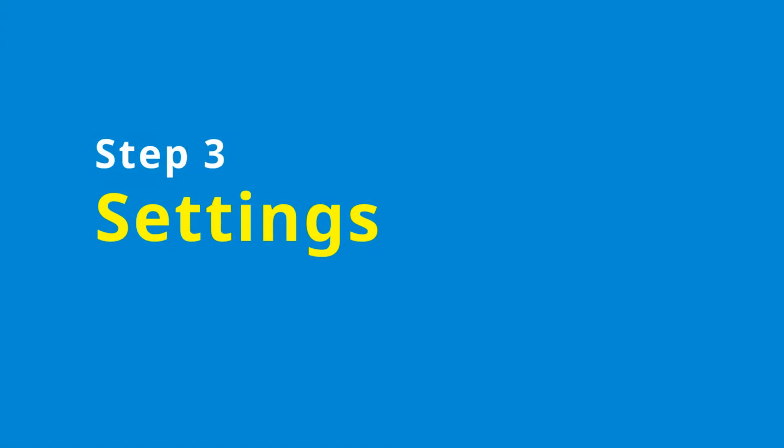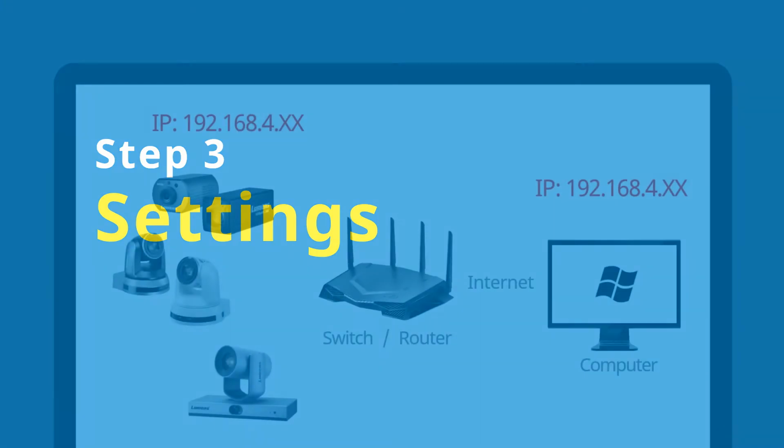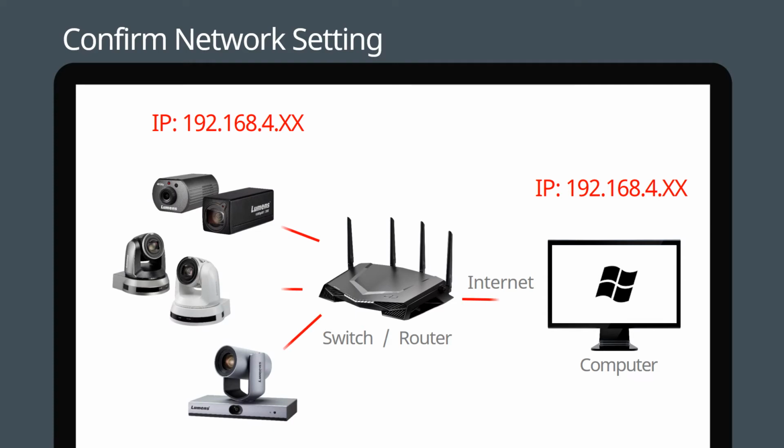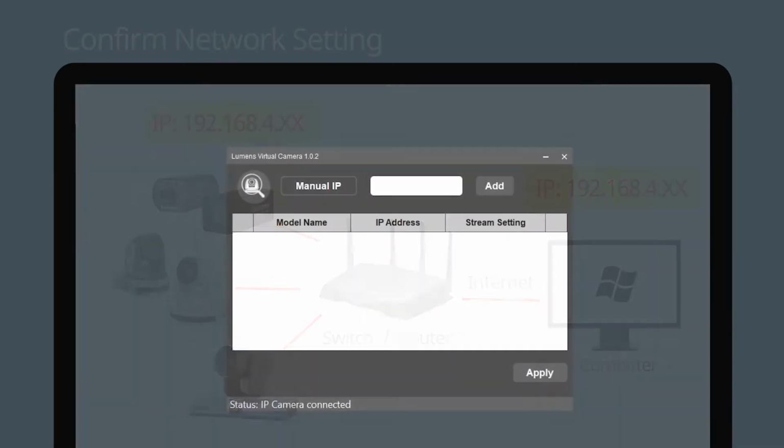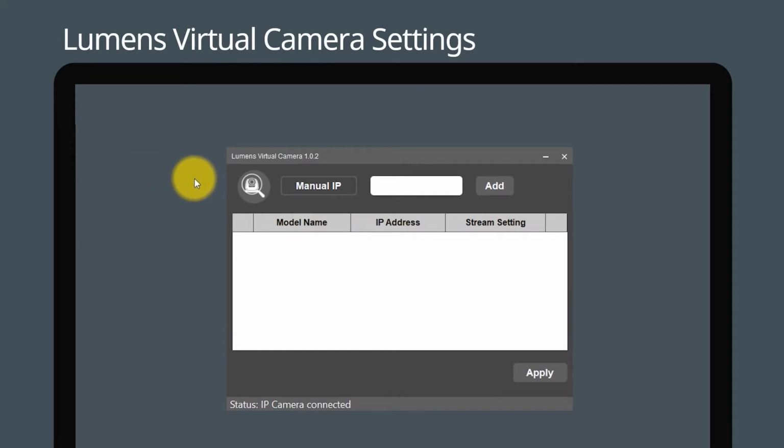Step 3. Settings. Please confirm that the computer and the camera are connected in the same network segment. Otherwise, the virtual camera cannot search the camera. Launch the virtual camera software.